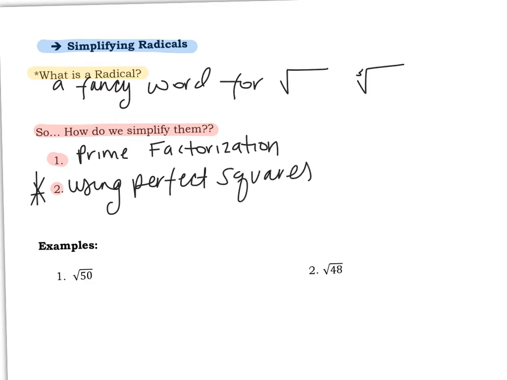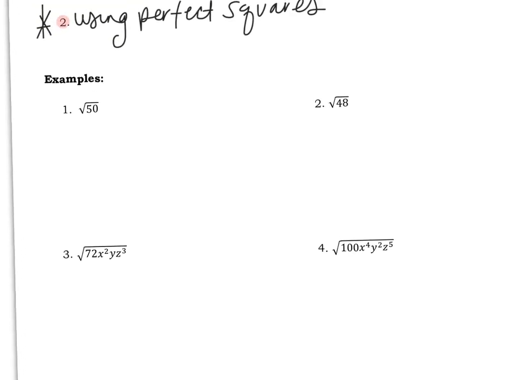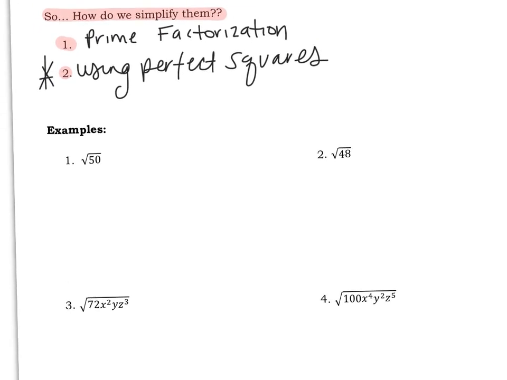Some teachers showed this to you, some teachers didn't show this to you, and that's totally cool. Prime factorization is awesome because it works 100% of the time. Using perfect squares requires you to do a little bit more mental math. So we like to teach you prime factorization because it's foolproof. It's going to work all of the time with minimal thinking. Using perfect squares takes a fraction of the time. So you all are going to feel very comfortable using prime factorization, but I challenge you to try to do these with perfect squares. So let's go ahead and do number 1, square root of 50.